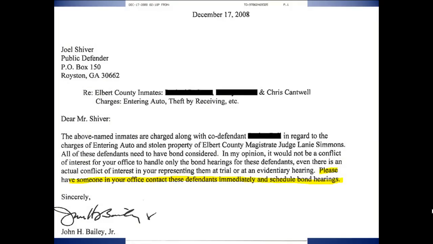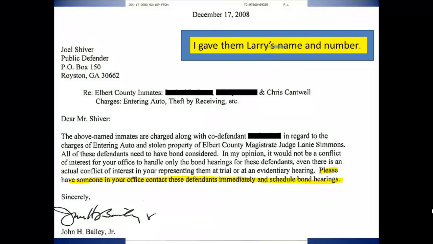Judge Bailey, our chief judge, tells me to represent these guys in a bond hearing. Our position was that to do so would be an impermissible conflict of interest. We sought advice from the bar, and the bar affirmed our position. These people went unrepresented, and one of them wound up a named plaintiff. We got dozens of calls from concerned family members, and I told them to call Larry. I gave a lot of people Larry's phone number.